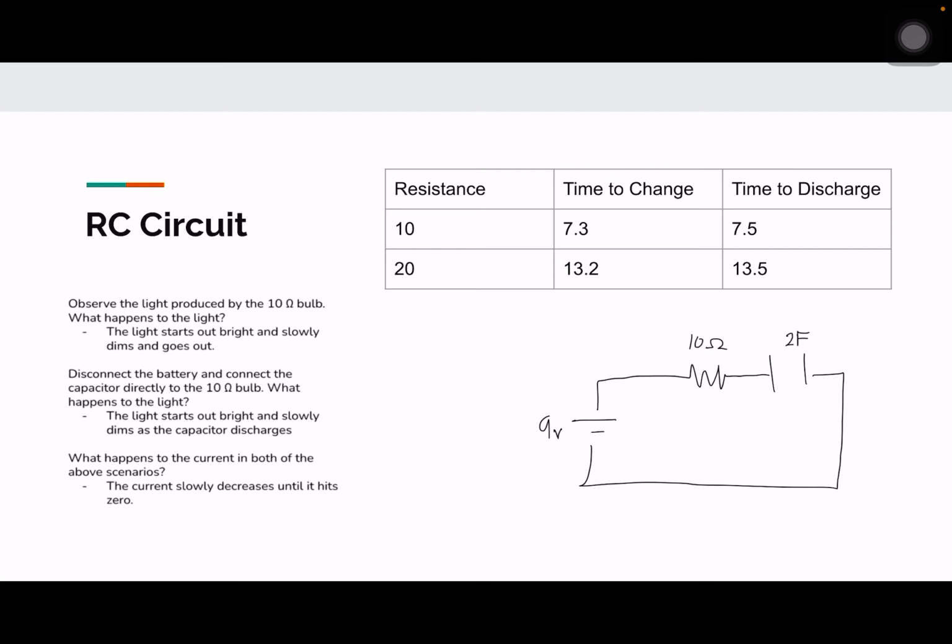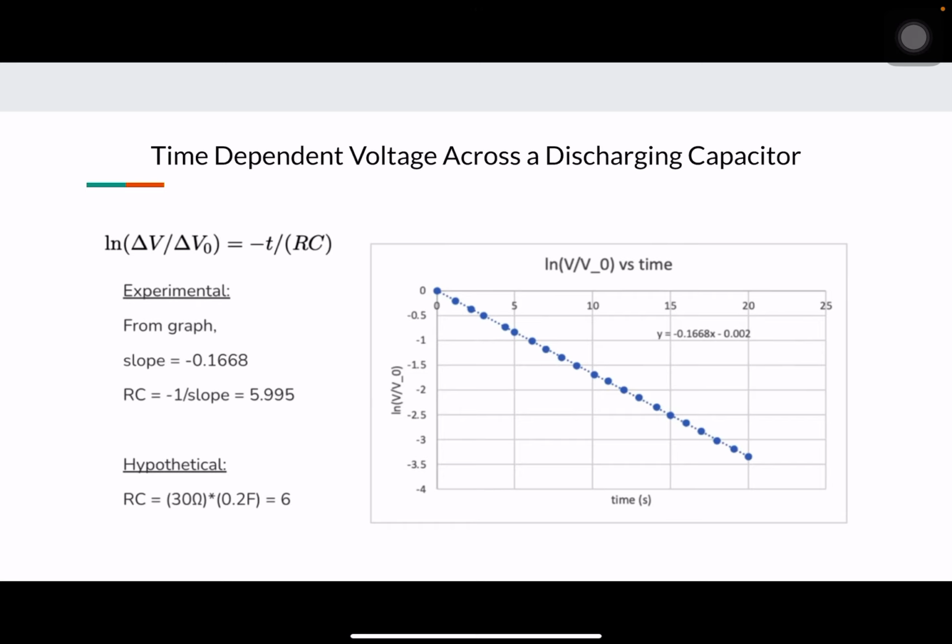What happens to the current in both of the scenarios? Current slowly decreases until it hits 0. Why is that? Because of the time-dependent voltage across a discharging capacitor. You can see in this little graph, starting at 0, it was really high, and as the time goes on, it just gets smaller and smaller. It's a decreasing slope. And the RC is equal to 6 ohm-farads.